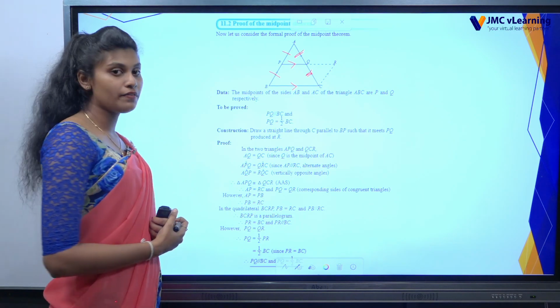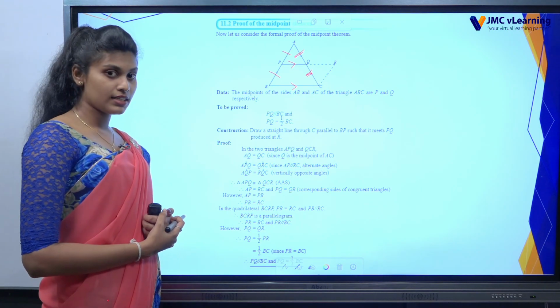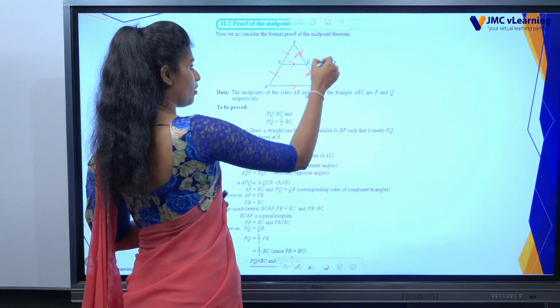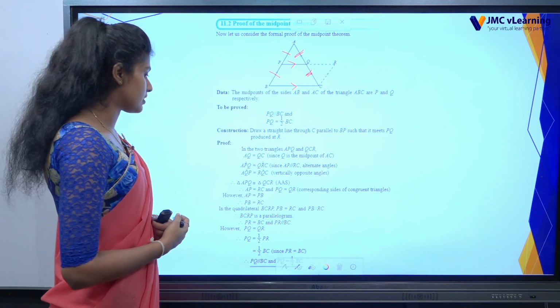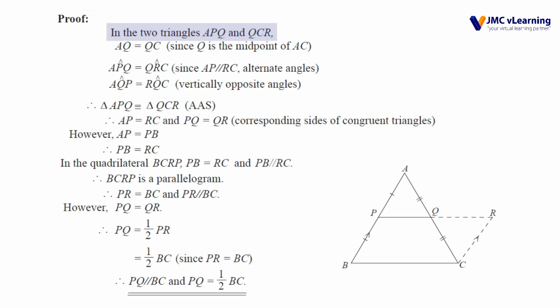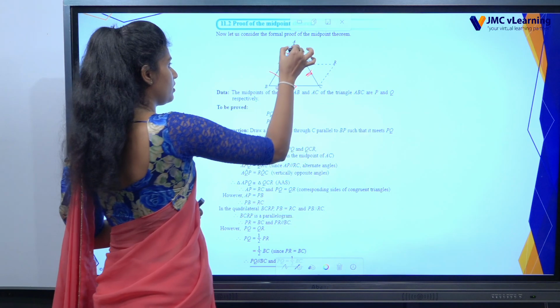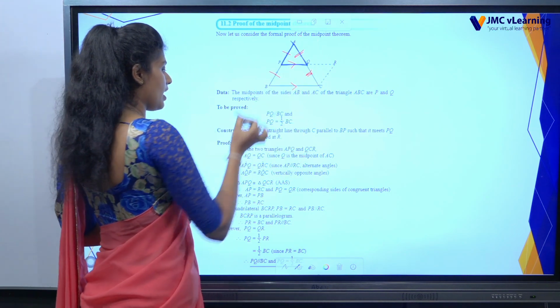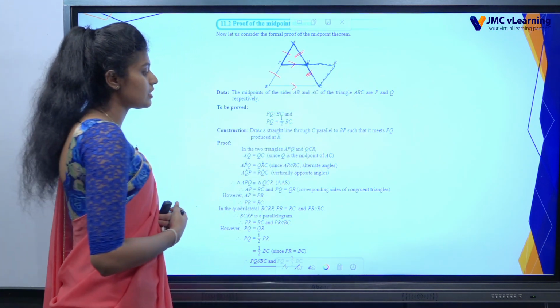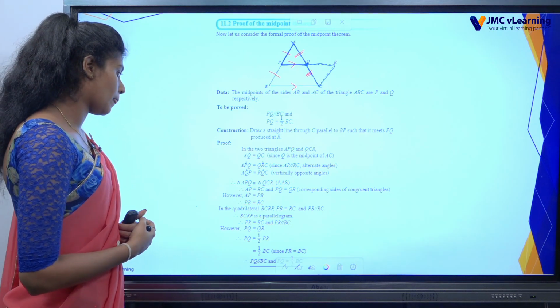Then for that we have to do a construction. What is that construction? Draw a straight line through C parallel to BP such that it meets PQ produced at R. That means you have to draw a construction like this. Then let's prove that one. In the two triangles APQ, APQ means this triangle, and QCR, using this one we are going to prove that theorem.